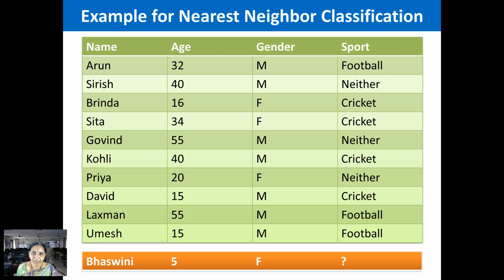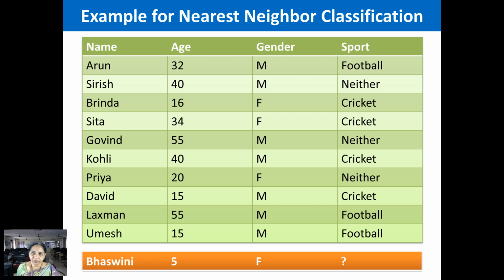Now before I explain the algorithm, first I want to explain an example so that it is easy for us to understand the steps we need to follow for this k nearest neighbor algorithm. Actually it is a nearest neighbor algorithm, and because we need to define the value of k, we call this a k nearest neighbor algorithm. So first let us see the classification model. Here I have 10 instances with the attribute values name, age and gender, and the sport which is liked by the person. Based on this data set, I need to identify the sport liked by a new person called Baswini with age 5 and the gender is female.